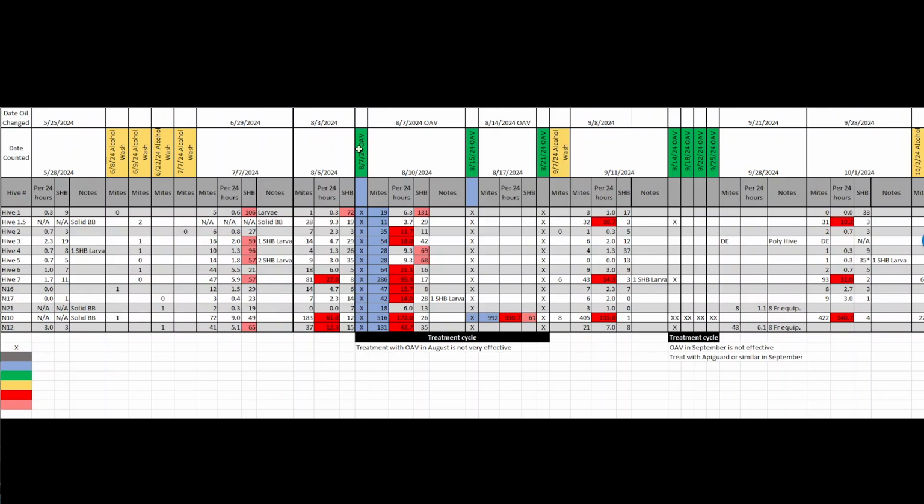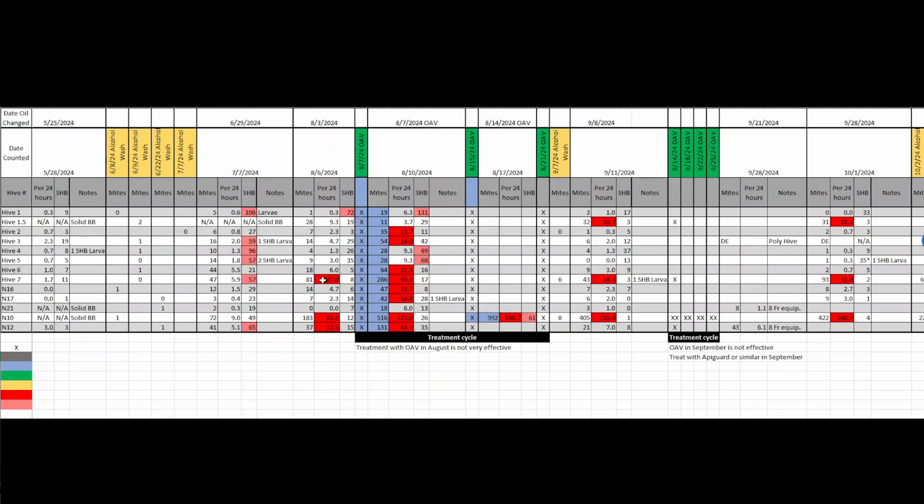And another month later, there was no treatment, so these are natural mite drops again. We had one that was 9.3. Again, this is a solid bottom board. It's under threshold, probably still is at this point. And then we had 27 in this one, which was a 0 about 2 months prior. It was a 5.9 the month prior, so it jumped up to 27.